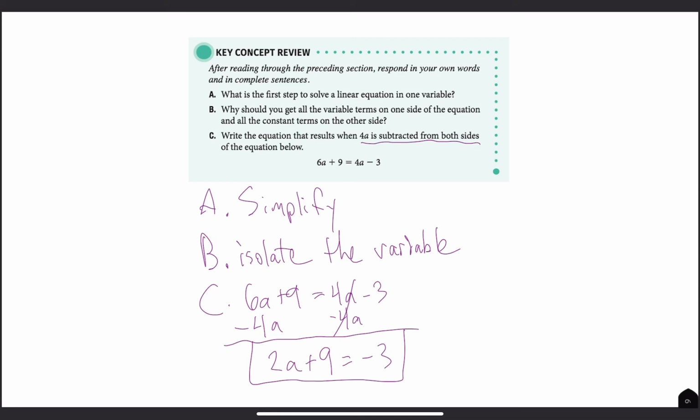So hopefully that made sense, putting together all of these properties in order to solve linear equations in one variable, which is just a fancy way of saying solving an equation with a single variable.